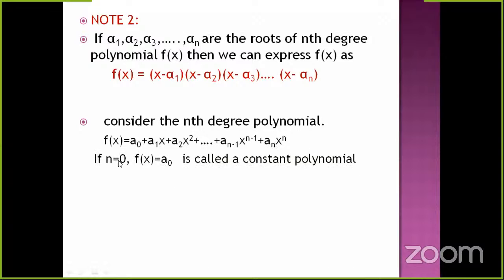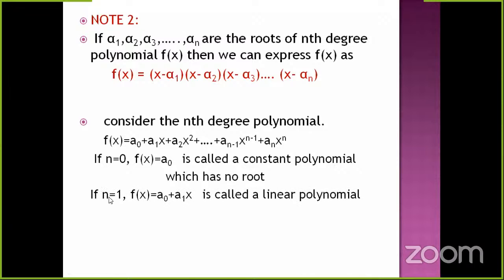So in this case, if n is equal to 0, what happens? See the equation. If n is equal to 0, the value of f of x will be equal to a naught. So a naught is a term without the x variable. In this term, we cannot see x. Since x is not there, we can call this a constant term, and this polynomial is called a constant polynomial. A constant polynomial will have no root, since x is not there.